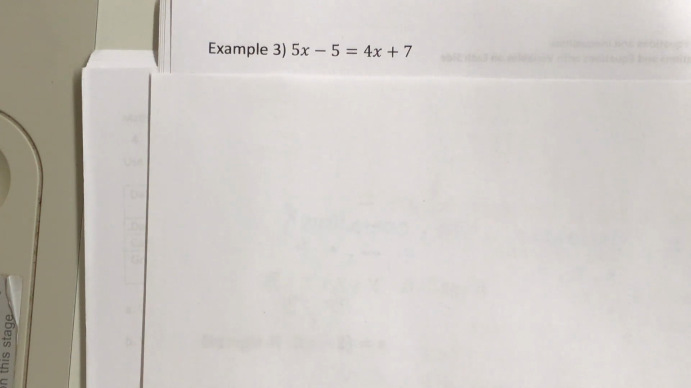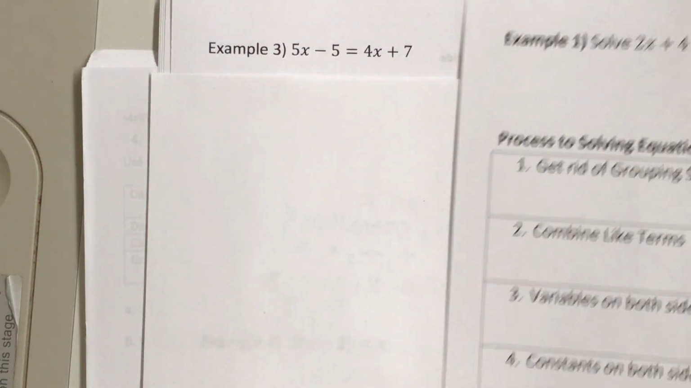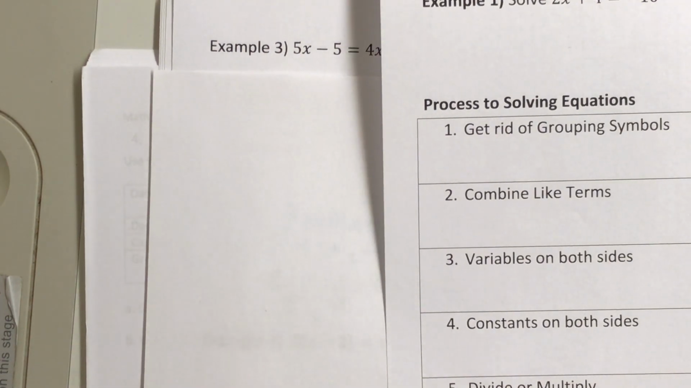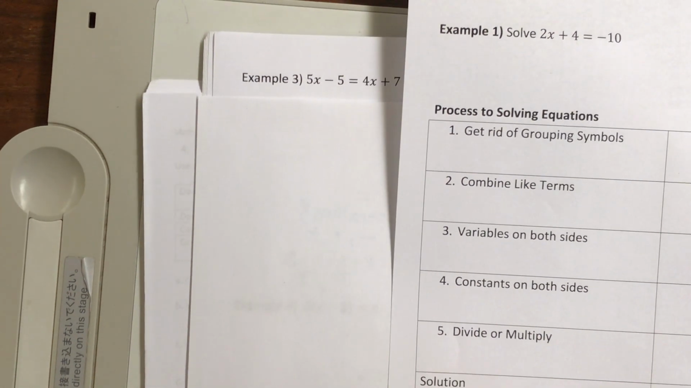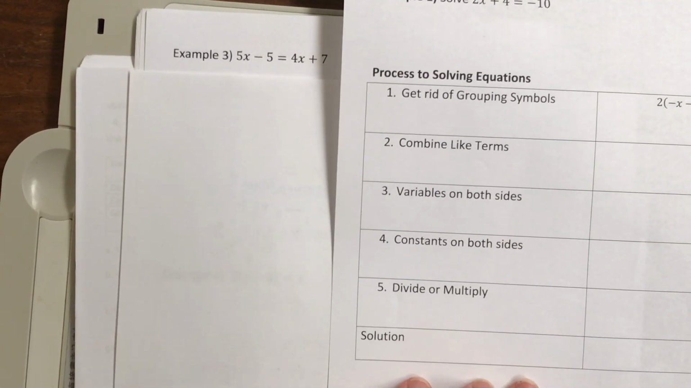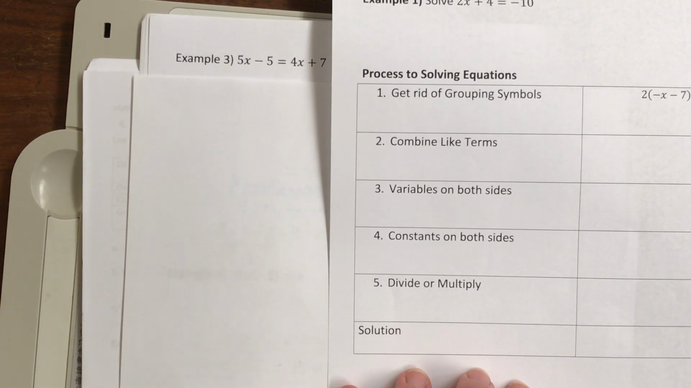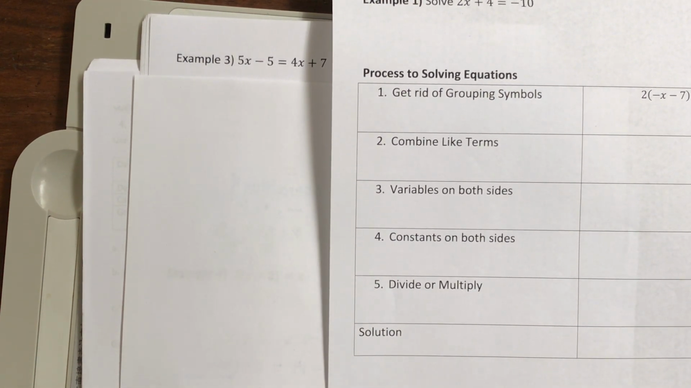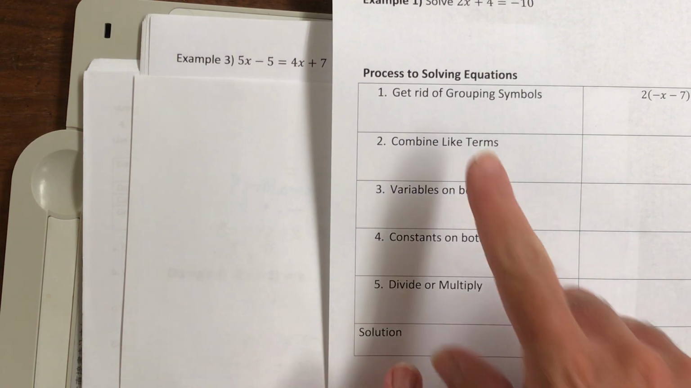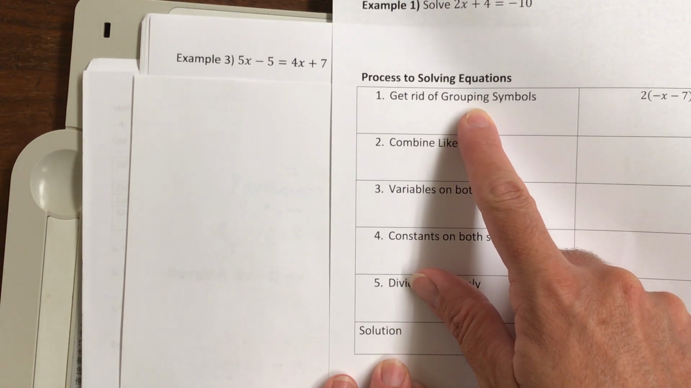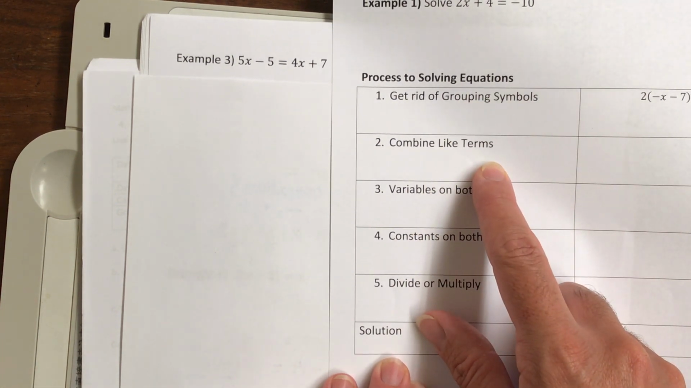So if you go back to your notes, the first step is to get rid of parentheses. Well, if I'm looking at this problem, do I even have any parentheses, any grouping symbols? And so the answer is no. Okay, so I don't have to worry about getting rid of any grouping symbols. So I'm going to move on to step 2, combine like terms.